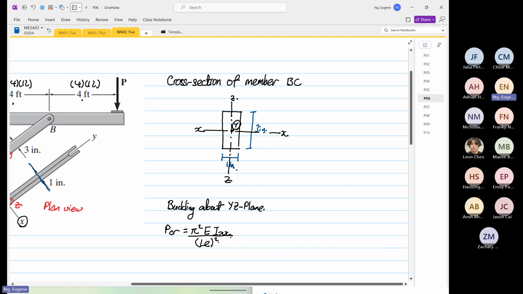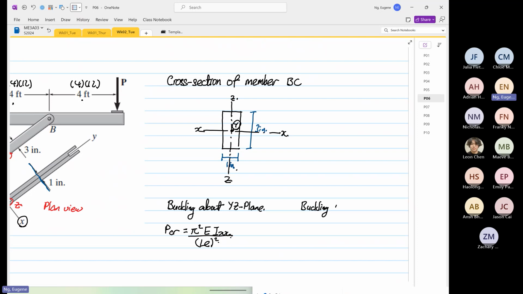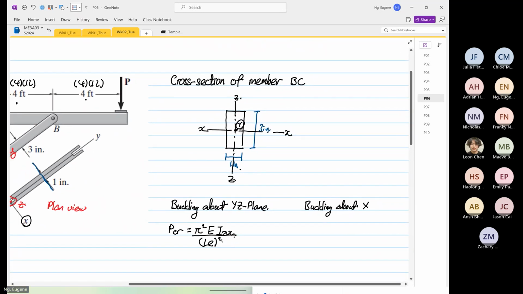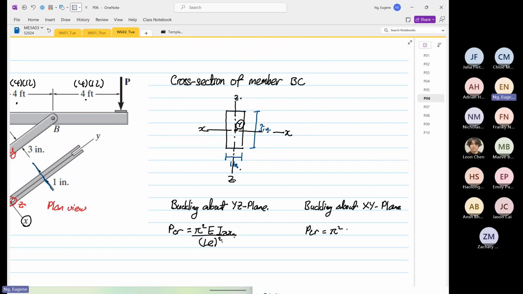Then if we're going to do buckling about the XY plane, yeah, XY plane, come on, spell plane properly. If we're going to buckle about XY plane, we know that PCR is equal to pi squared E IZZ over what? LE squared. Okay.